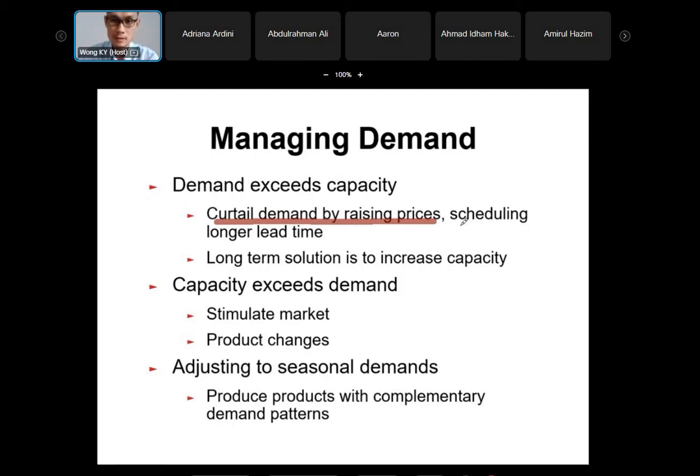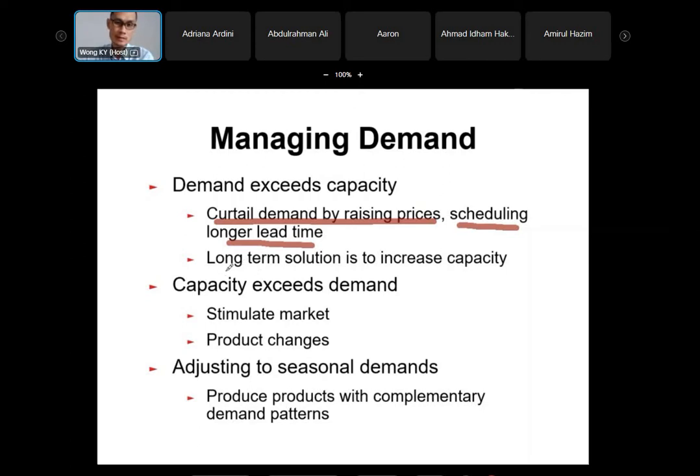Another strategy is we can schedule longer lead time. In other words, we try to buy time, so that we have more time to make the product. This will actually help to fulfill the demand later. So it means you won't fulfill the demand on time. You try to buy time, you tell the customer you have to wait, we will need more time to produce it, and then later we will send it to you. So that is scheduling longer lead time.